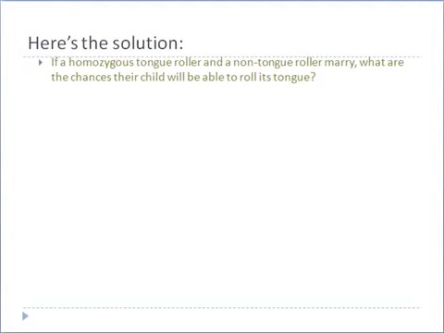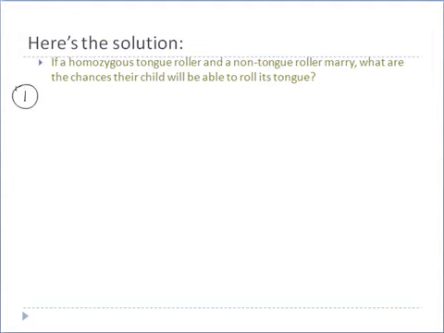Okay, so let's take a look at the solution. Hopefully you've worked through the problem, you've written down all 5 steps, you understand how to do it, and you're ready to check your answer against my answer to see if you're correct. So the question was, if a homozygous tongue roller and a non-tongue roller get married, what are the chances that they'll have a child that can roll its tongue?